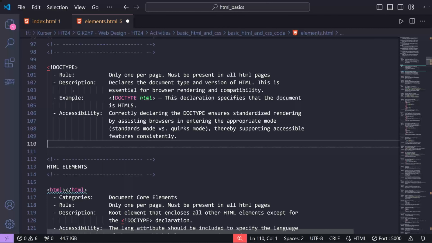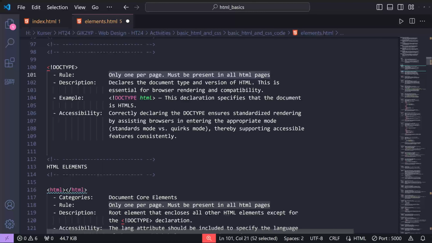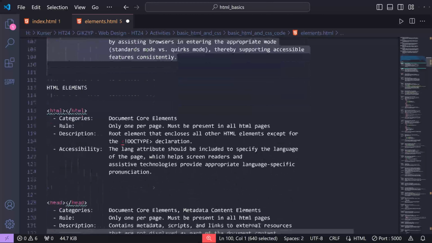So the rule here: doctype, only once per page, must be present on all HTML pages. I've said this a lot, and even if I highlight here, you see a highlight down here as well, which is a neat thing in HTML. And we have: declares the document type and version of HTML. I've said this already, so please just read this if you want to revisit what I said earlier. But this is the structure of what you'll see, and you'll see this kind of structure repeating down here.